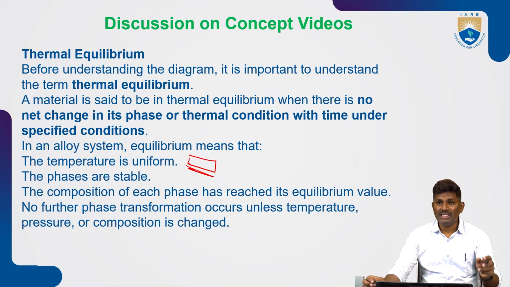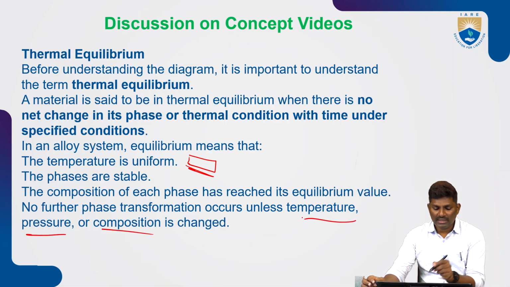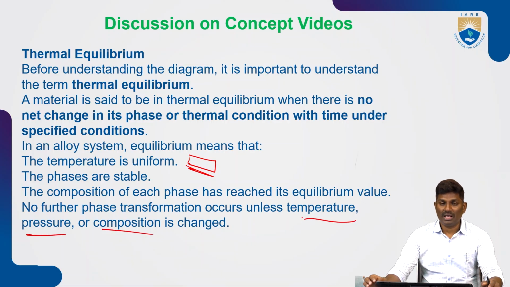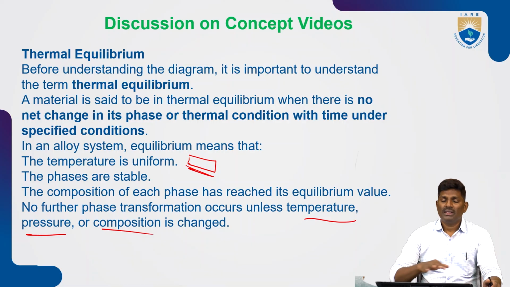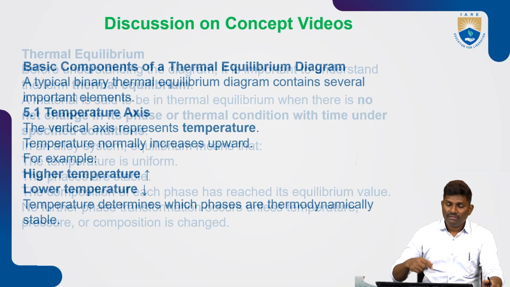The composition of each phase has reached its equilibrium value, so that no further phase transformation occurs unless temperature, pressure, or composition is changed. So unless these are being changed, there is no further transformation. Up to that point, you have the same phase. But if these three components are being changed, then there will be some reflections of the phase transformations.